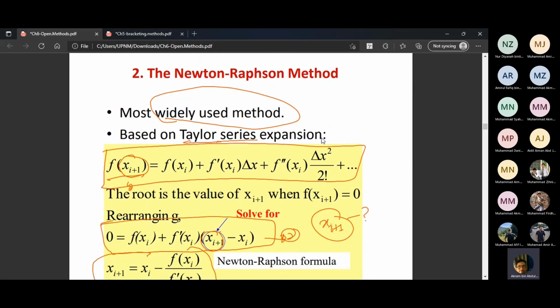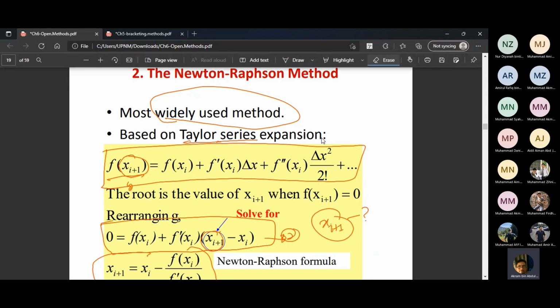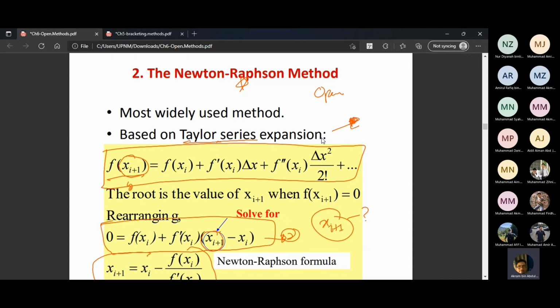Okay, kalau tak salah kita move on to the Newton Raphson method. Okay, Newton Raphson method is the most widely used method in the open method category. So kita ada open method category, Newton Raphson ni adalah yang paling banyak digunakan. Where did this method come from? So it came from the Taylor series expansion. So kita dah tengok about Taylor, we have discussed the Taylor series expansion when we learned about mathematical modeling.